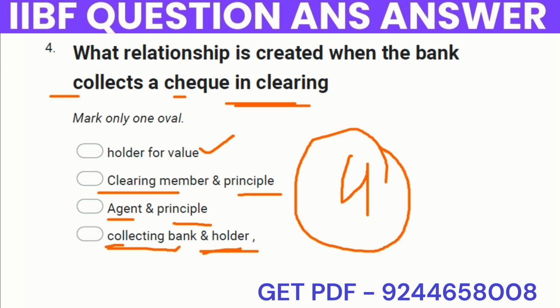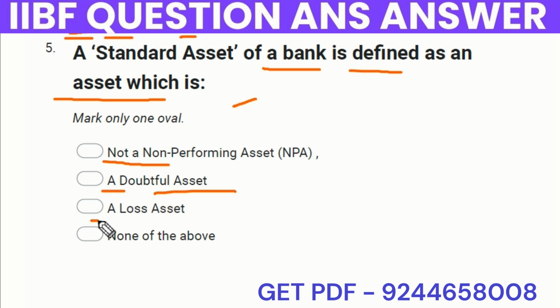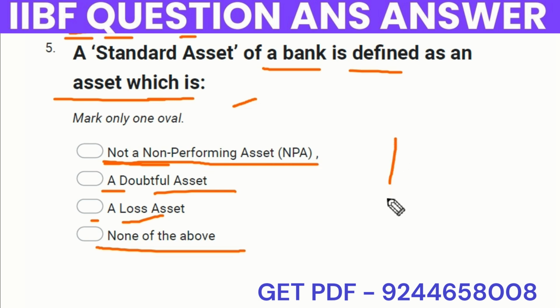Next question. A standard asset of a bank is defined as an asset which is: first option, NPA; second option, a doubtful asset; third option, a loss asset; fourth option, none of the above. Question: a standard asset of the bank is defined as an asset which is... The right answer is NPA. First is the answer.